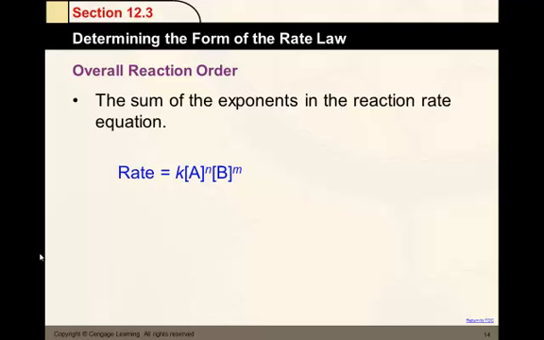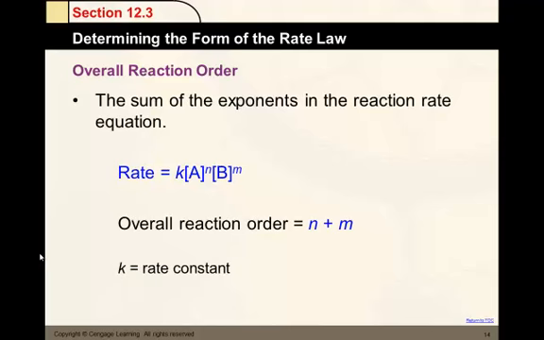So for example, here's a generic reaction with A and B. Rate equals k, [A] to the n, [B] to the m. The order of this reaction is whatever the exponent for A, or n, added to whatever the exponent is for m. So let's say A is first order and B is first order. Then the overall reaction order is 2. And of course k is the rate constant.